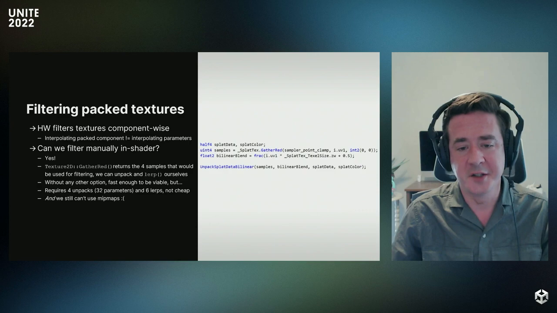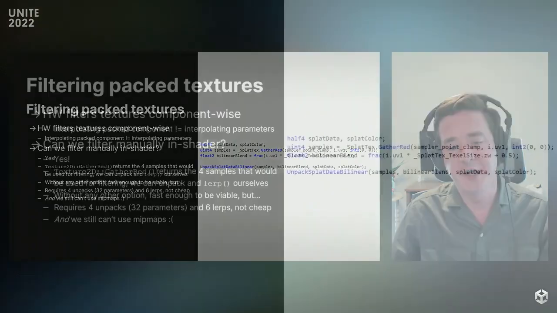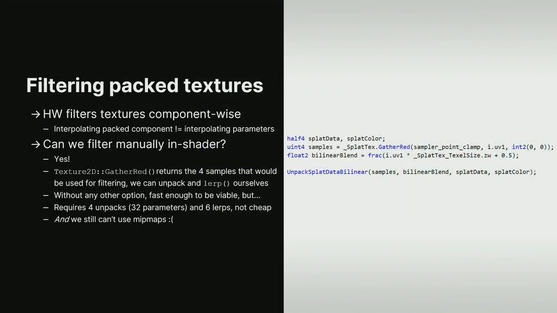So can we filter manually in the shader? And the answer is yes. We can use things like gather red, which will return a vector that has the 4 samples that would be used for bilinear filtering. And then we can just unpack those manually and do the interpolation ourselves. And without any other option, this is definitely fast enough to be viable. It's certainly not cheap, but if you have no other option, this is definitely something that you can do and works. In our case, of course, it requires 4 unpacks.